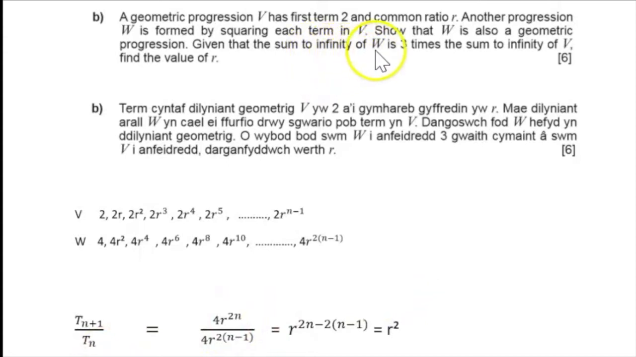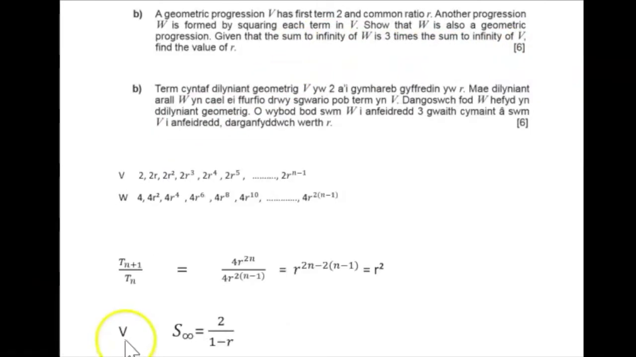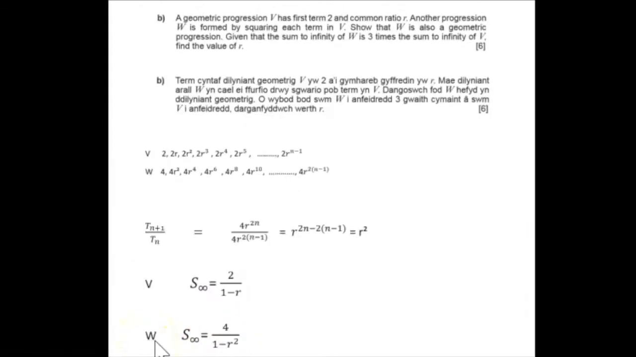The sum to infinity of W is 3 times the sum to infinity of V. So let's think about that. The sum to infinity of V has first term 2 and common ratio r. The sum to infinity is a over 1 minus r, so it's 2 over 1 minus r. The sum to infinity of W is a over 1 minus r. a is 4 and r is r squared, so it's 4 over 1 minus r squared. So we know about the sums.